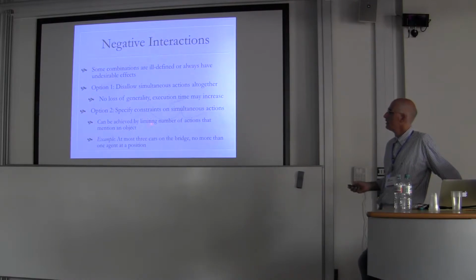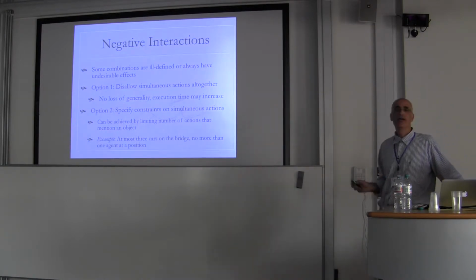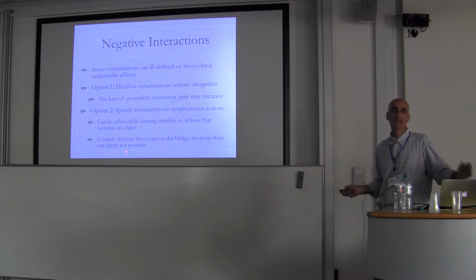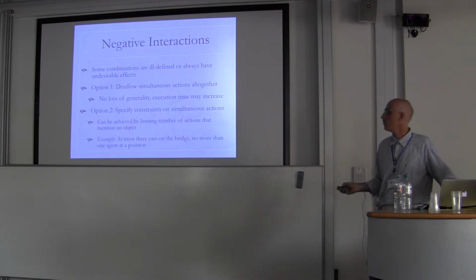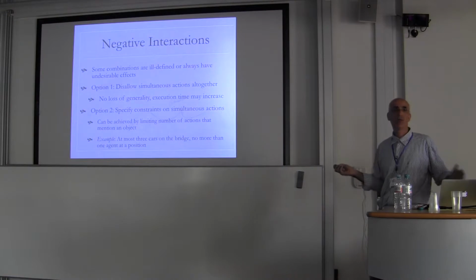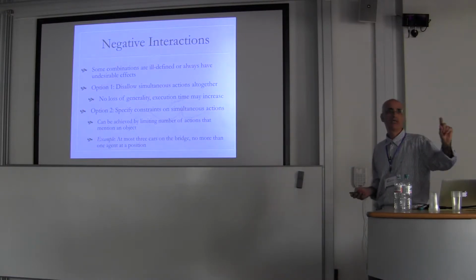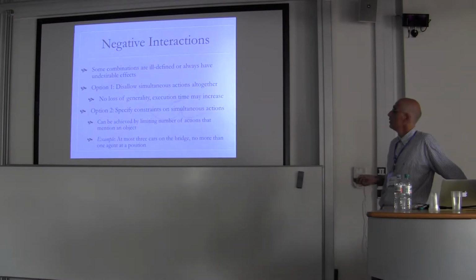There's been some work on this. It can be achieved, for instance, by limiting the number of actions that mention an object. So if at most 3 cars can be on a bridge, then we can associate a certain constraint with the bridge object that will basically tell us that no more than 3 agents can apply an action that involves the bridge. Again, there's a short bibliography at the end of my slides. For any of the topics I'm going over now, I'm just going to give you a glimpse. So if you want more information, you can see the references there. Okay, negative interactions are reasonably easy to deal with.